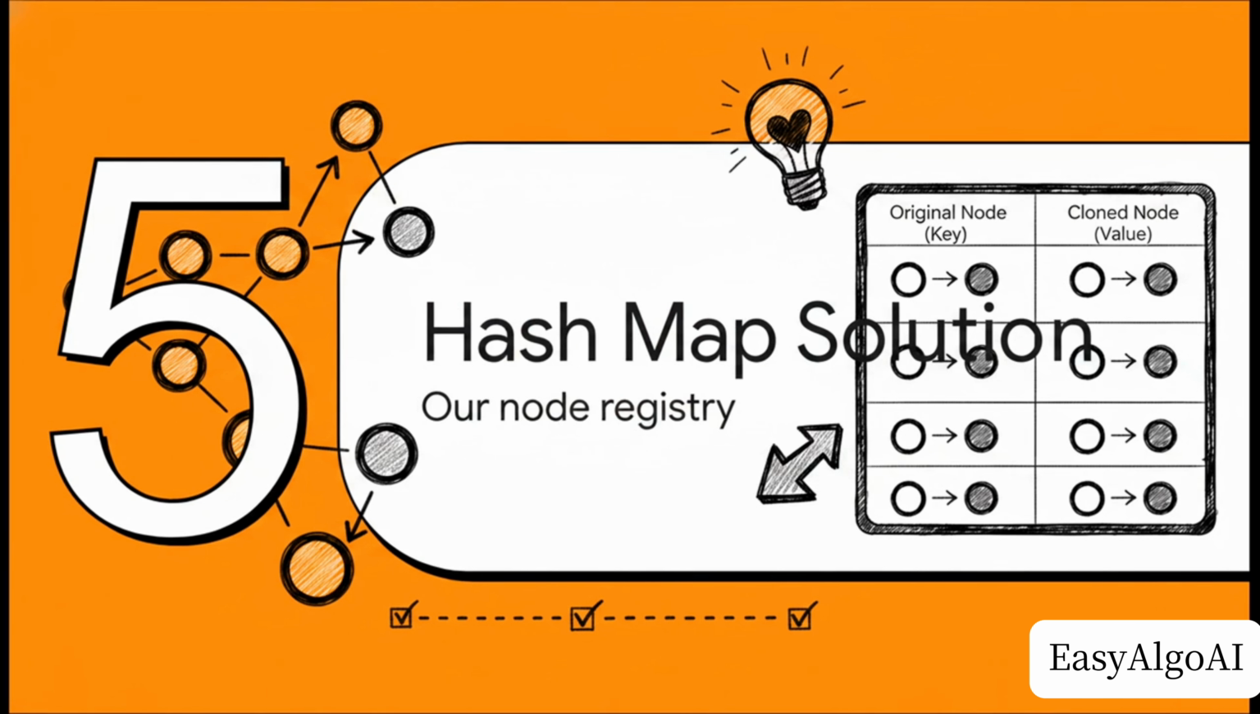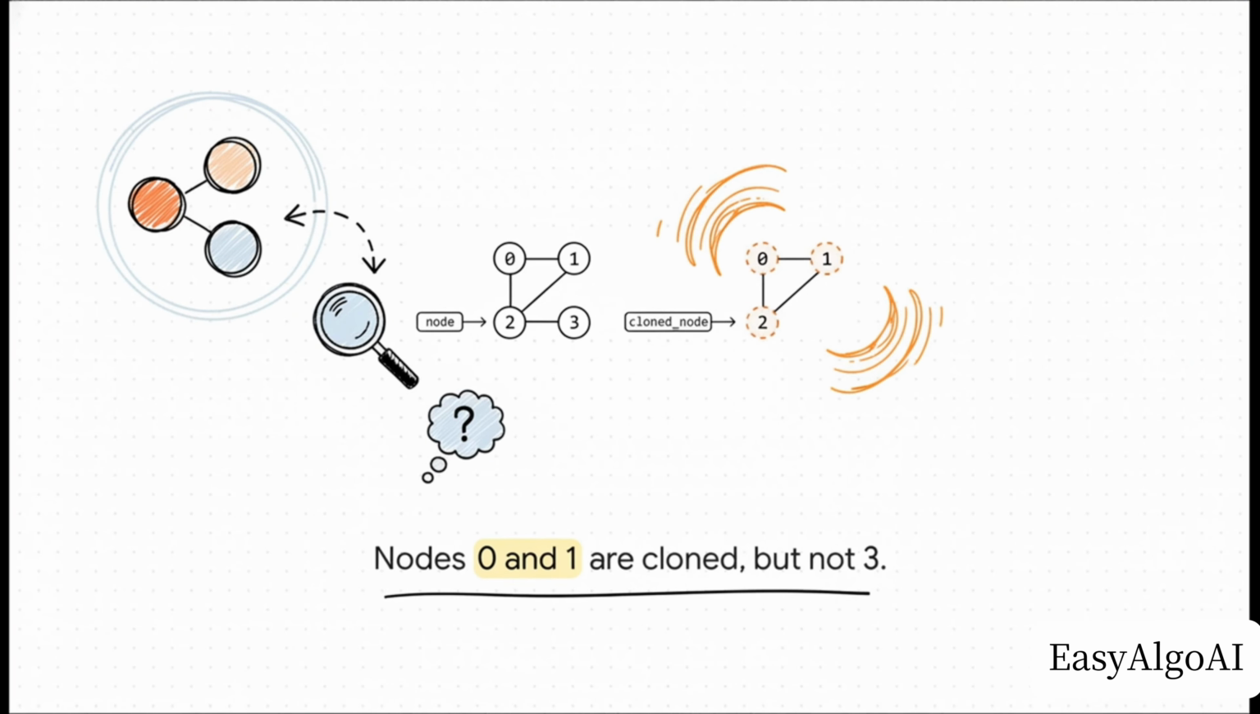Enter part 5, the HashMap solution. This is going to be our node registry. This is the absolute hero tool of our explainer, a total eureka moment. We can manage this whole cycle problem beautifully by just using a simple HashMap. We use the original node as the key and the newly cloned node as the corresponding value. It acts as an official, centralized registry of every single piece we've constructed so far.